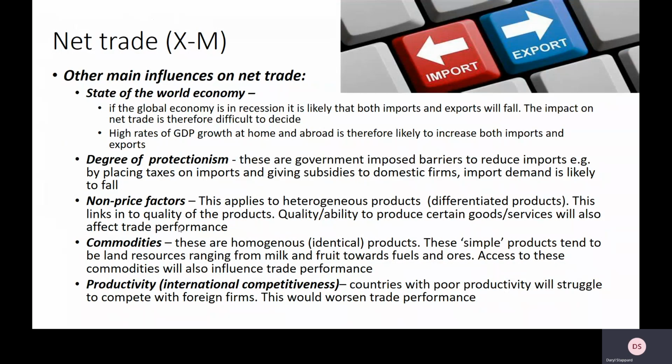Now, a final one is linked to productivity, or what we call international competitiveness. If we can find ways of making output more efficient in our economy, then ultimately it means that more people want to buy our now more competitively priced goods and services from our economy.